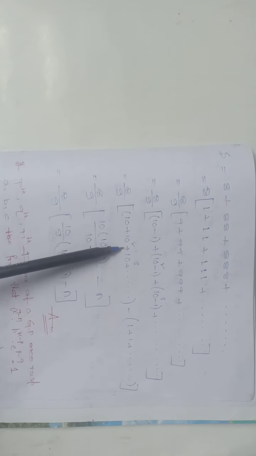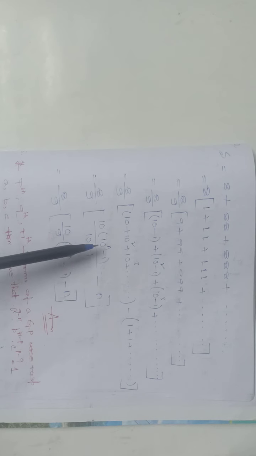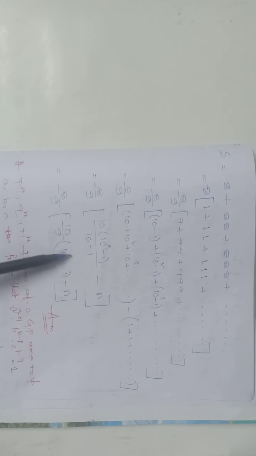Now when you remove the bracket, 8 by 9, 10 plus 10 square plus 10 cube in one bracket dot dot, and minus 1 minus 1 in another bracket. So 8 by 9, here A is 10, R is also 10. Using the sum formula, 10 into R to the power n minus 1 by R minus 1, minus n. Now 8 by 9, 10 by 9, 10 to the power n minus 1, minus n. So this is the answer of this question.